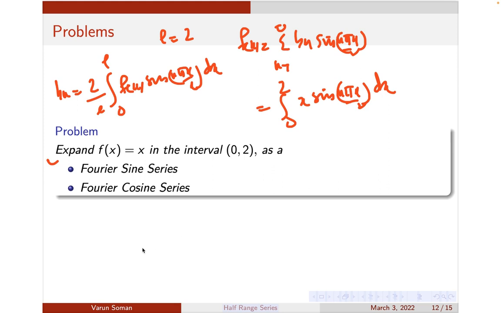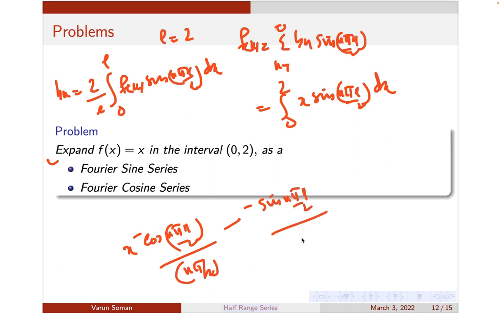Substitute the value, so it will become x into minus cos n pi x by 2 divided by n pi by 2, minus again derivative of x, which is 1, again integral of cos n pi x by 2, it is minus sine n pi x by 2 divided by n pi by 2 the whole square. Substitute the value from 0 to 2 here. Okay, so this will become plus here, so this will become minus.